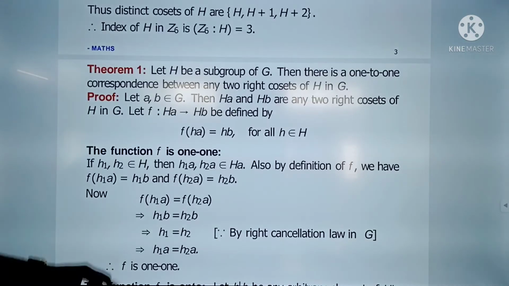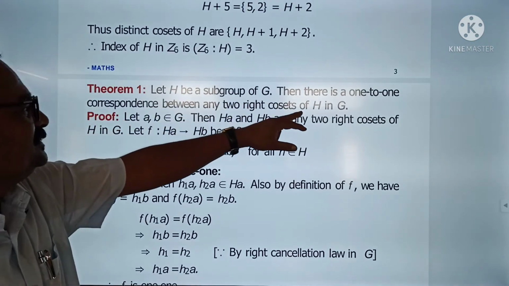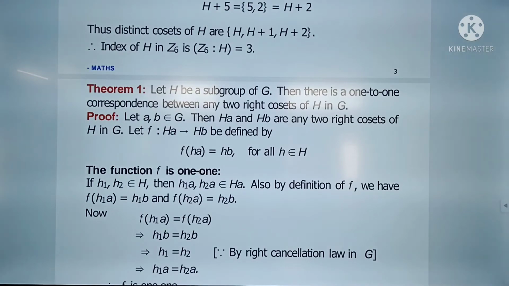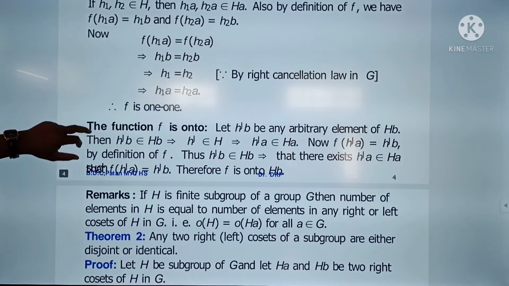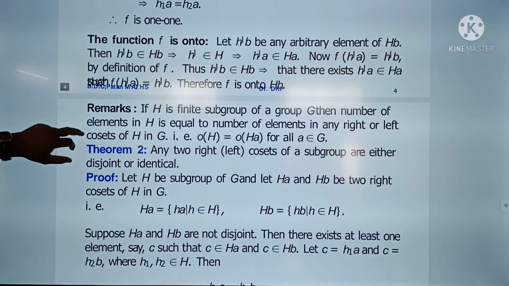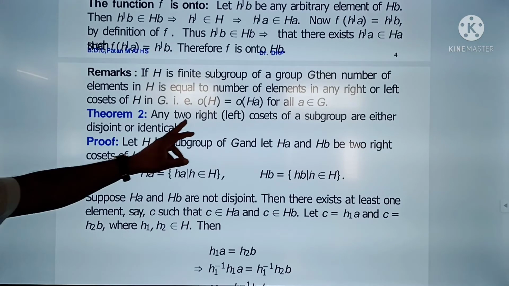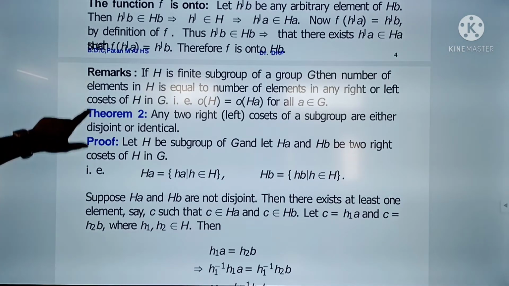Where we are, see, now we are up to this one. Am I right? So H is a subgroup of G, then there is a one-to-one correspondence between any two right cosets of H in G. Okay. Next theorem. Here is theorem 2. Any two right cosets of a subgroup are either disjoint or identical. We have seen this example here.